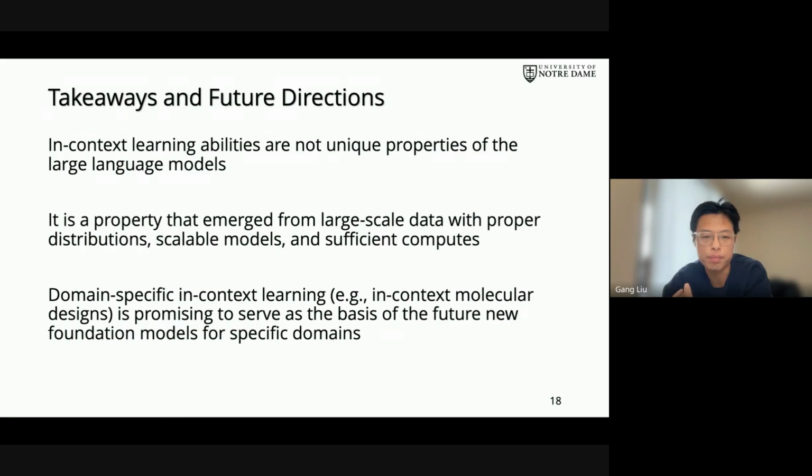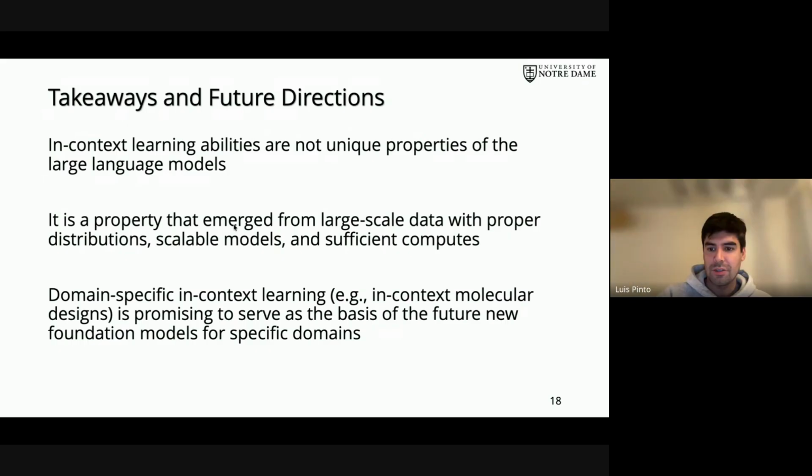Domain-specific models can have better performance on many tasks in that domain, and they need fewer parameters to achieve comparable or even better performance. Okay, that's all I want to share today. Thank you for listening, and I'm happy to take any remaining questions. Thank you so much.